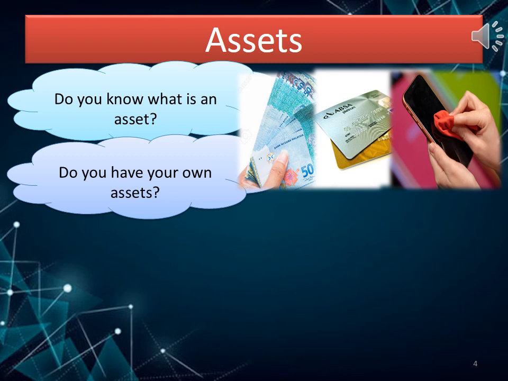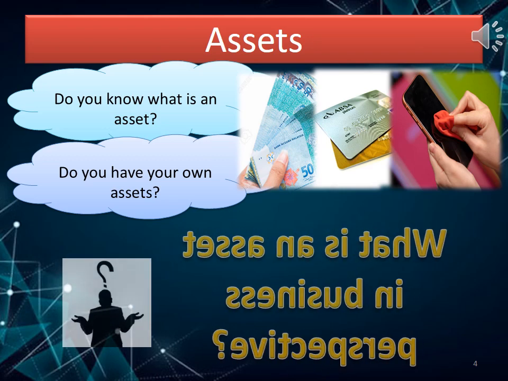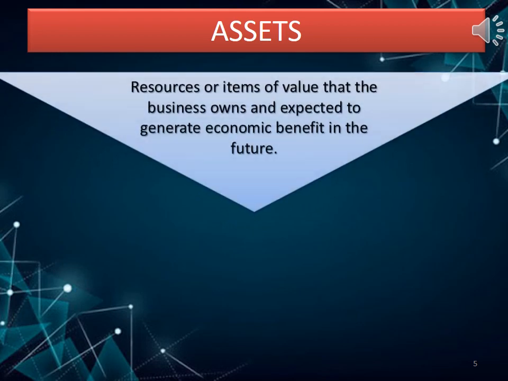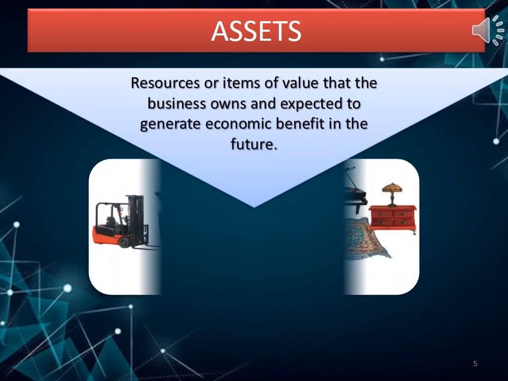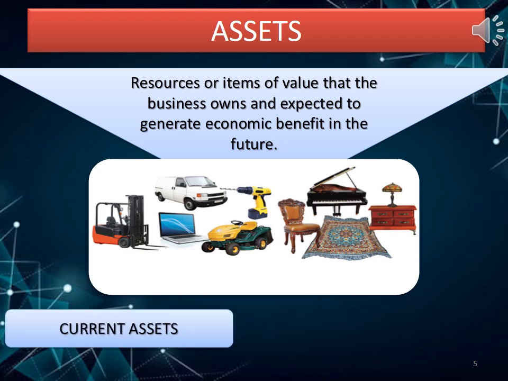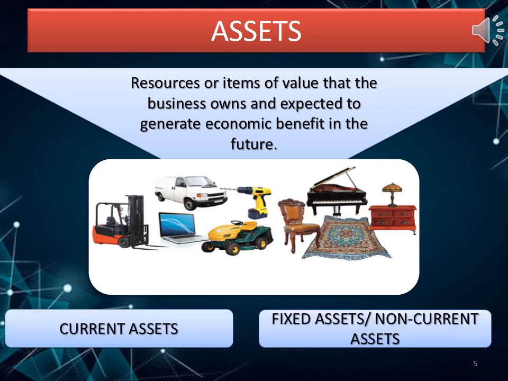Perhaps an asset from a business point of view is a bit different from our own view. Therefore, here we will look at the meaning of assets from a business perspective. Assets are the resources or items of value that the business owns and is expected to generate economic benefit in the future. Assets from a business perspective can be divided into 2 main categories: current assets and fixed assets, or non-current assets.